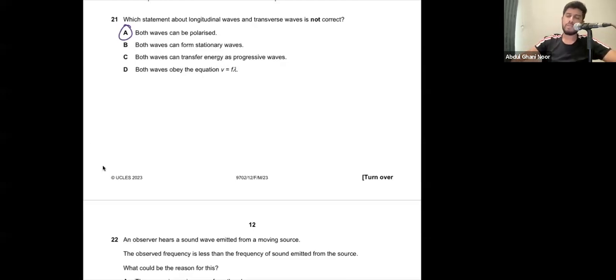Both waves can form stationary waves. Absolutely, we study stationary waves of sound, and we also study stationary waves of radio waves and microwaves. So that is possible. Both waves can transfer energy as progressive waves. Yes, both waves obey the equation v equals f lambda. They do. So A is the incorrect answer. As an incorrect statement, it is the correct answer.